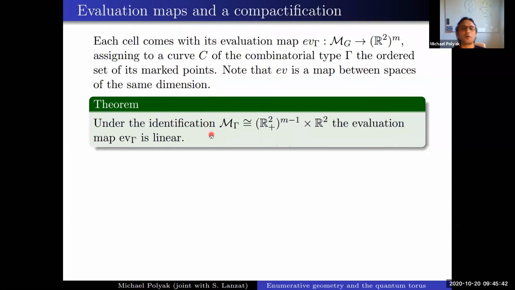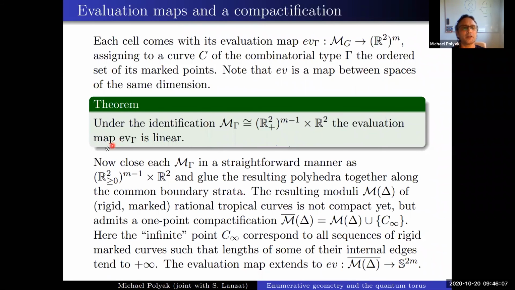Right? And moreover, you can actually check very explicitly how this evaluation map works. And if you identify your cell, as I explained, with this Euclidean space, then the evaluation map is just linear. So you really know everything about this evaluation map on each open cell of top dimension, right?